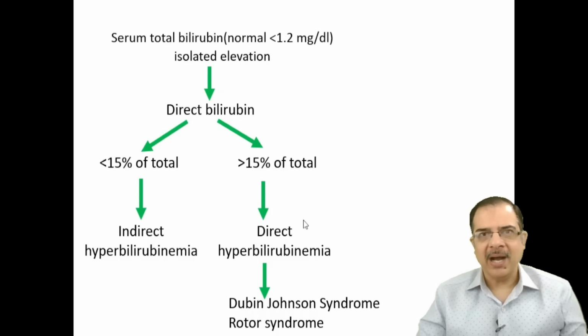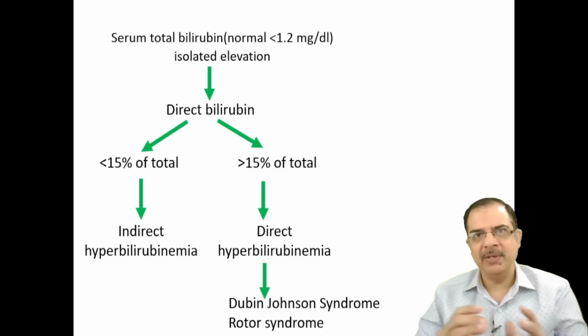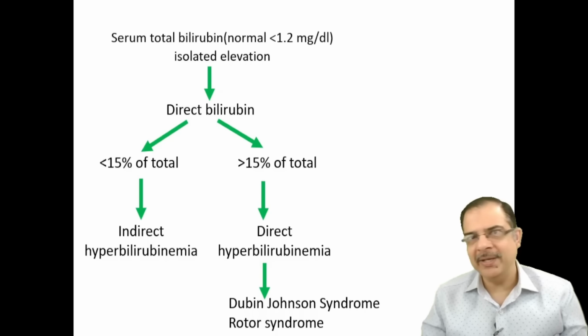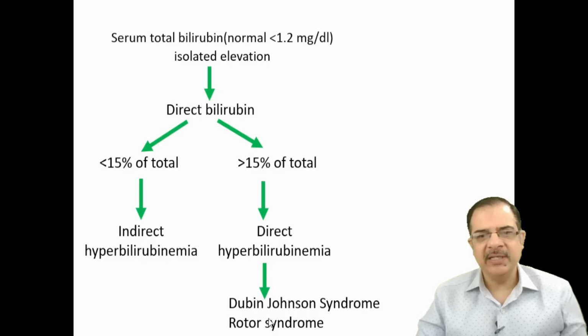And if the levels are more than 15% of the total, it is a case of direct hyperbilirubinemia. The isolated elevation of direct hyperbilirubinemia has a limited number of causes, like Dubin-Johnson syndrome, in which direct bilirubin is not able to get excreted into the bile ducts, so it will be more in the blood. And Rotor syndrome is the reuptake defect of direct bilirubin back into the liver. So these will lead to isolated elevation, meaning liver enzymes will be normal in these two conditions.